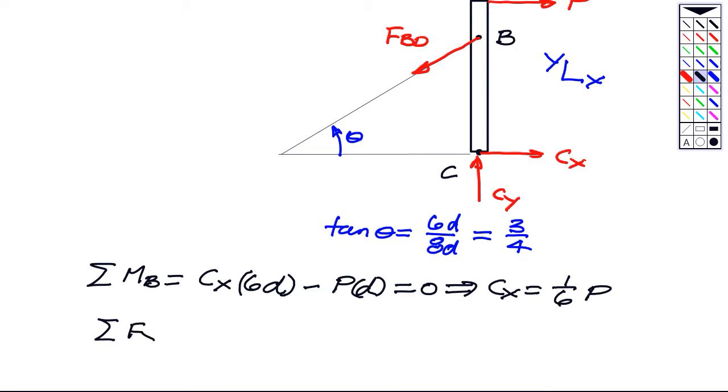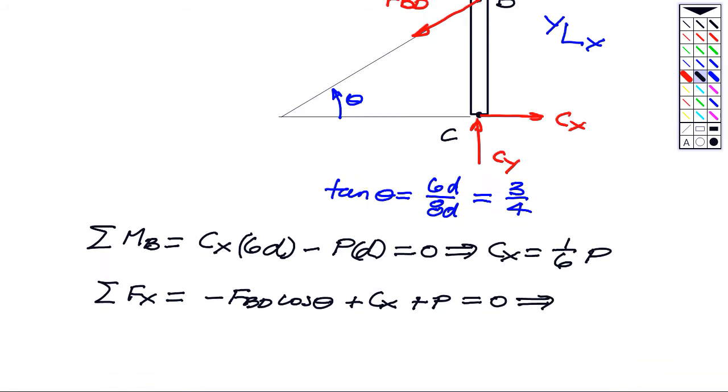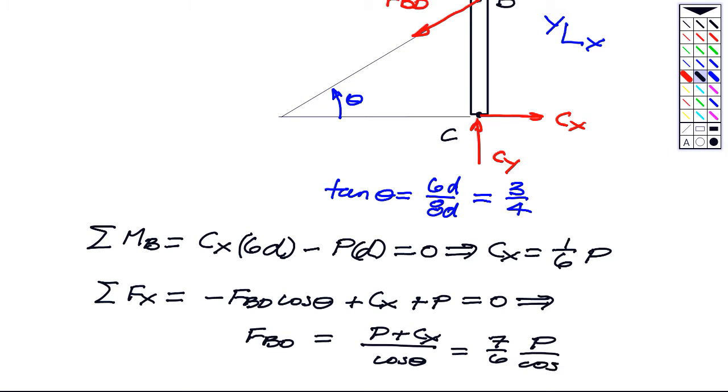Summing forces in the X direction, I have minus FBD cosine theta, the CX component of the reaction at C, and the applied force P. For equilibrium, that is 0. From that, we get that FBD is equal to P plus CX, divided by cosine of theta. We saw that CX was equal to 1/6 P. Add that to 1, and that gives us 7/6 P divided by cosine of theta.